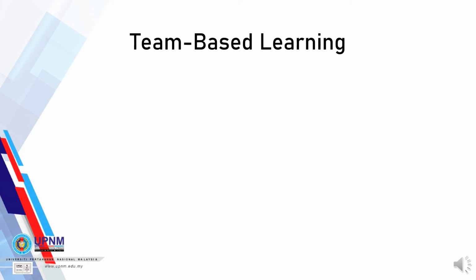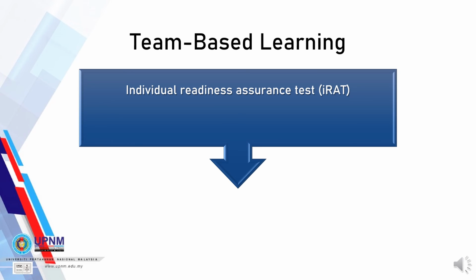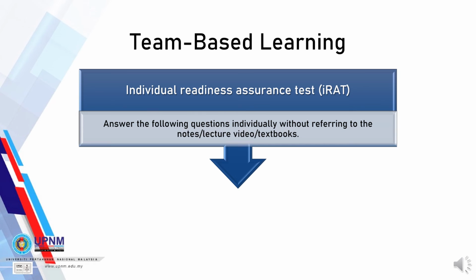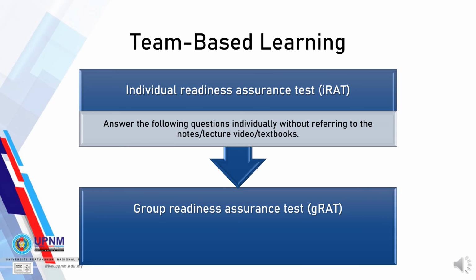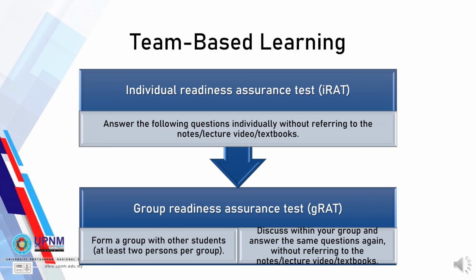The next learning activity will be conducted through a team-based learning or TBL. First, we will conduct an individual readiness assurance test or IRAT. Students are required to answer the following questions without referring to the notes, lecture videos, or textbooks. Then, students are required to form a group with peers, with at least 2 persons per group. Please discuss within your group and answer the same questions again, without referring to the notes, lecture videos, or textbooks.